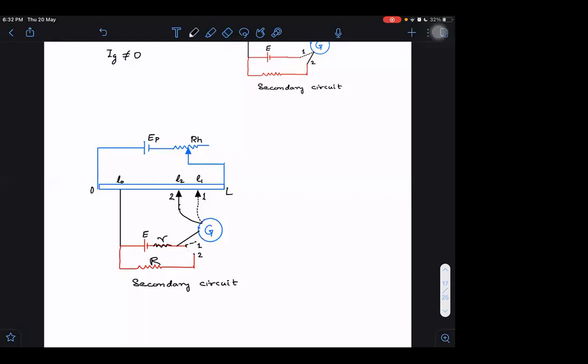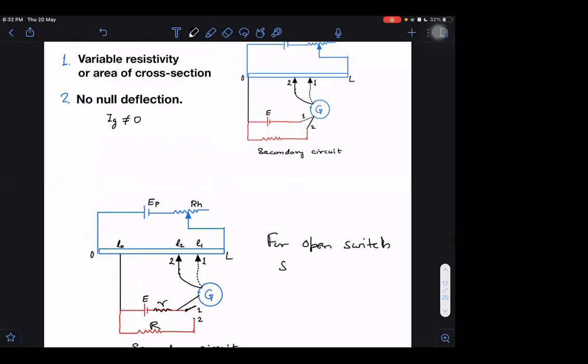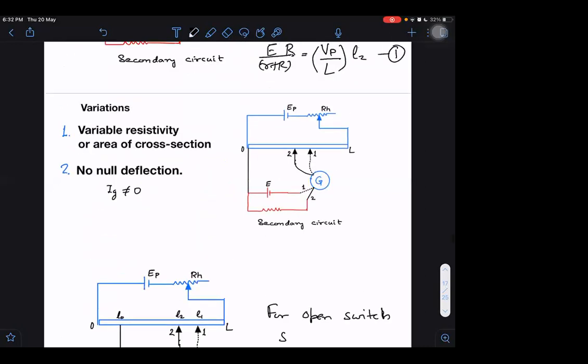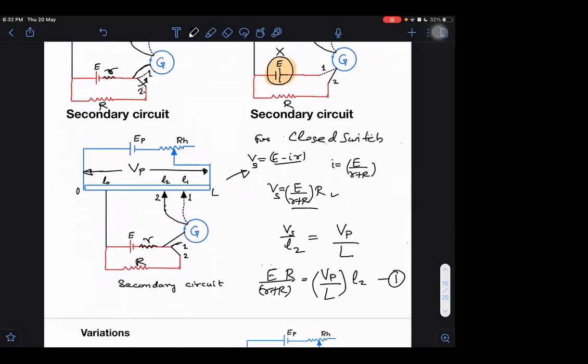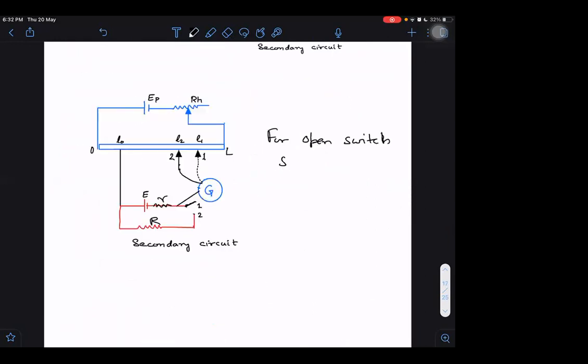Rather than that, I think I know why I confused you. I was saying position 2, position 1. Rather than that, I could have said directly for open or closed switch, that's what I want. That would be easy. If I close the switch, then the secondary circuit will carry current. If I open the switch, then the secondary circuit current will be 0. It will not carry any current.